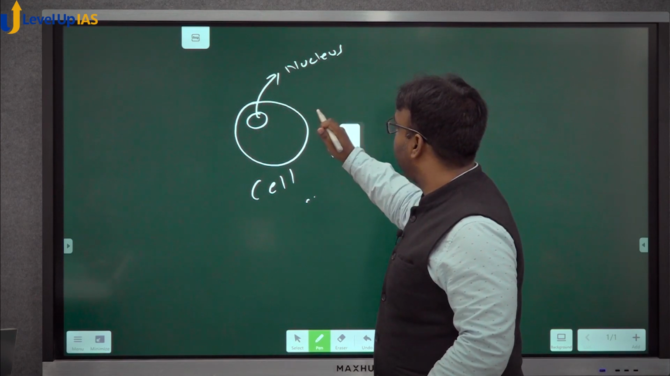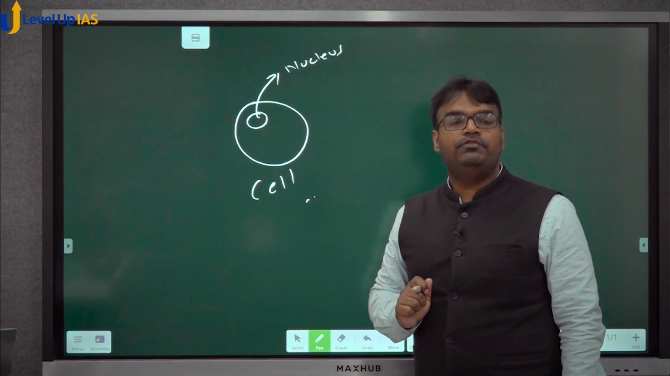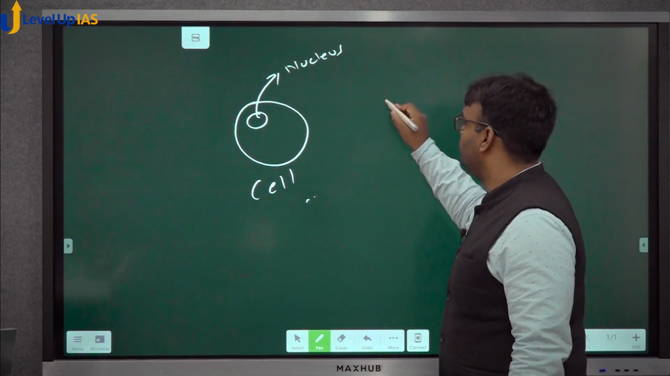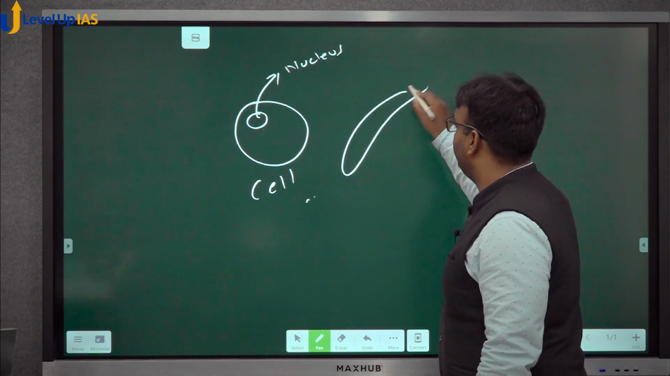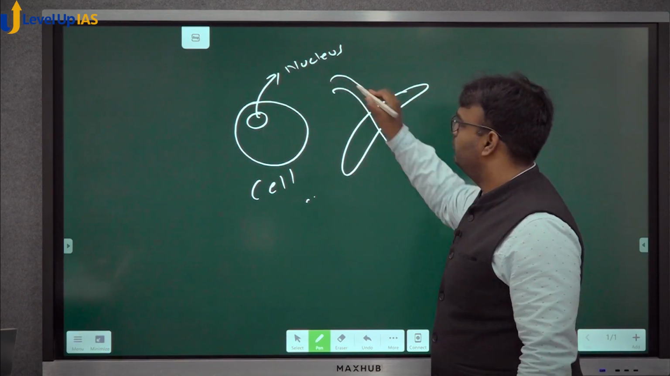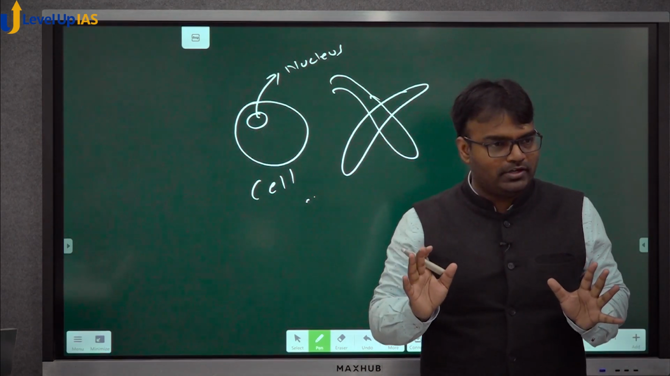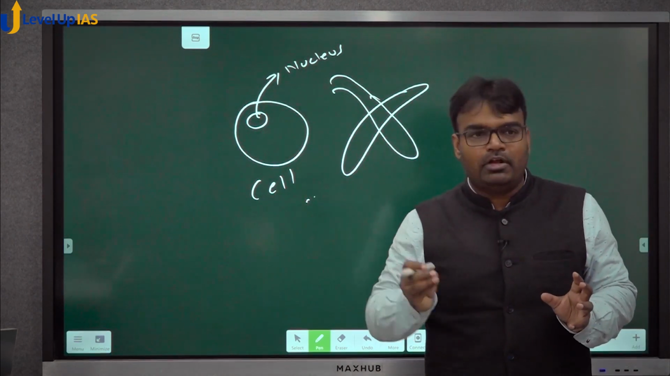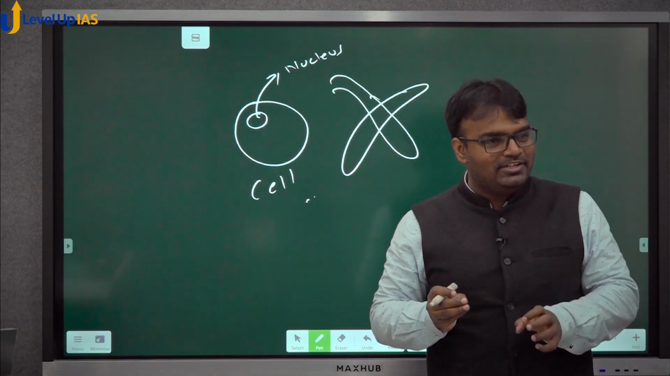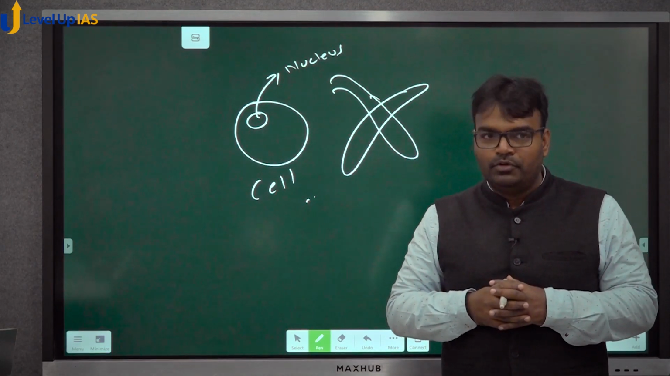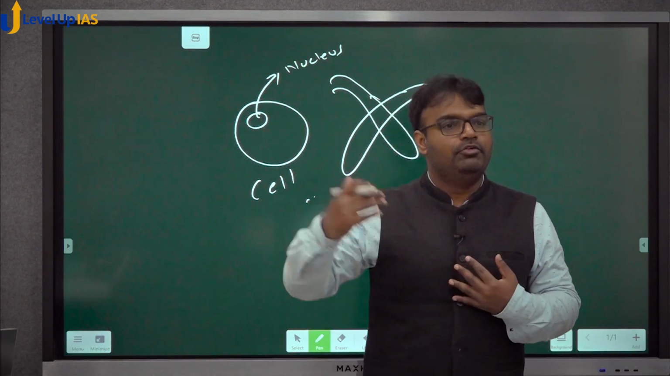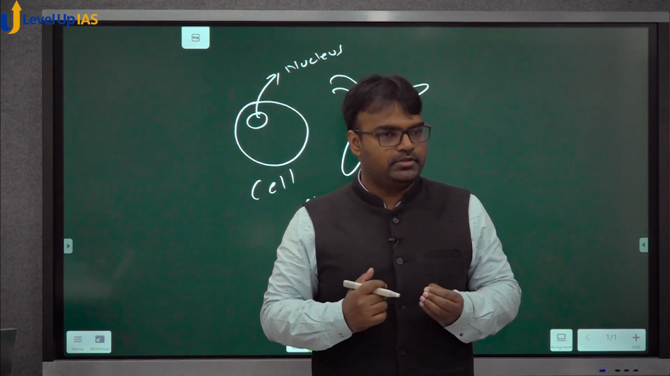And in the nucleus, where is this information stored? This information is stored on what is known as chromosomes. Chromosomes will be this X-shaped structure which is there in your nucleus. You must have heard about chromosomes so far. Some chromosomes come from our father, some chromosomes come from our mother. So we have characteristics of our father and mother.